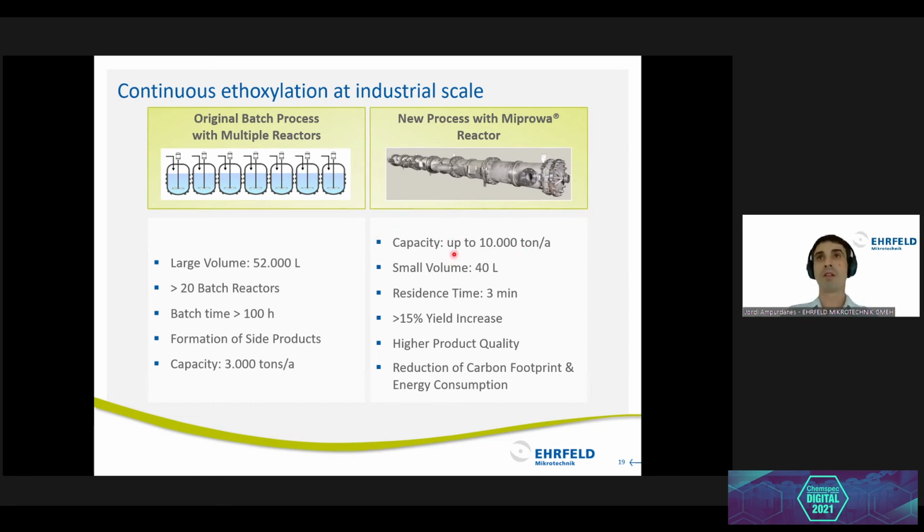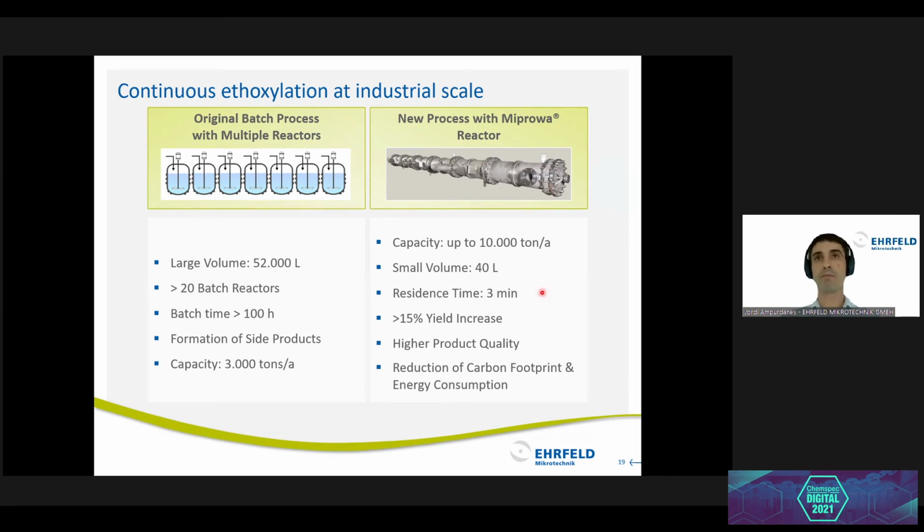up to 10,000 tons per year, with a volume of only 40 liters, which is more or less 1,300 times less volume than the one we have for batch reactors, with a residence time of 3 minutes and an increase of yield of 15%. Also interesting to say is that this production reactor was commissioned in China in just 1 week, with the final product already meeting the specifications.